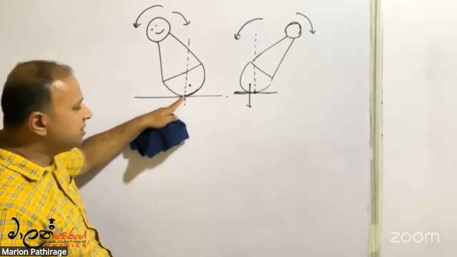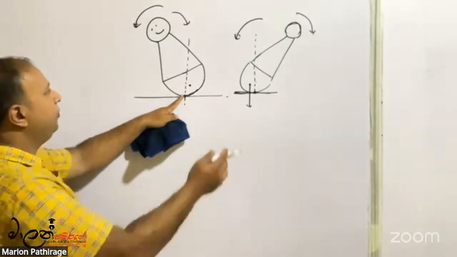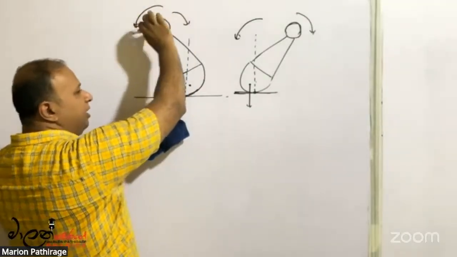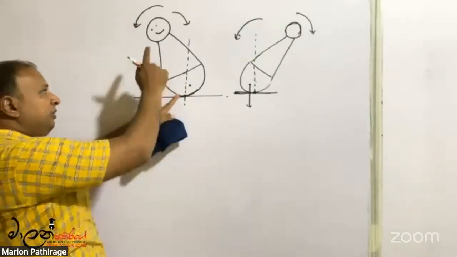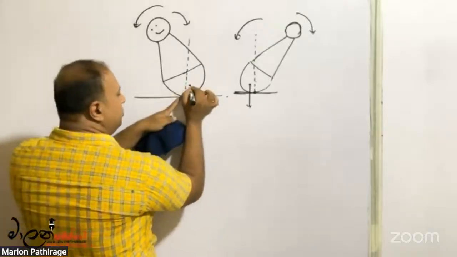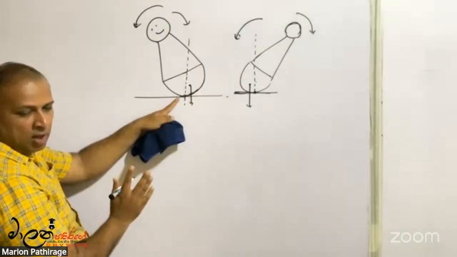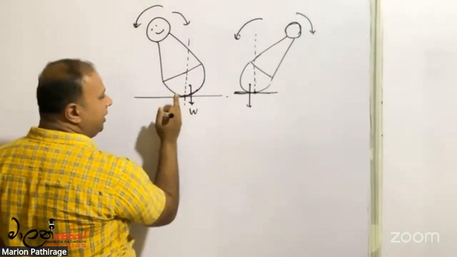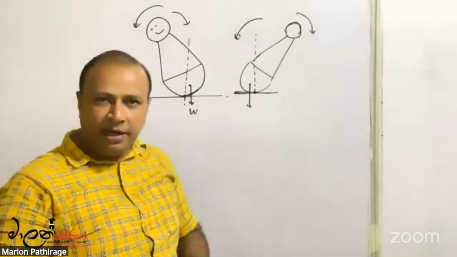This object rotates around this point. Therefore, if you give a movement to this side, and if you release this movement, and if this object comes to the original position, then definitely there should be a moment to this side. To have that moment, definitely the weight should be located right to this vertical line.